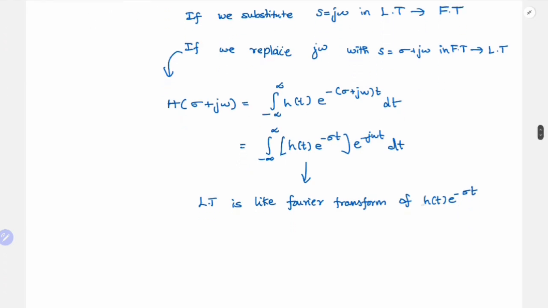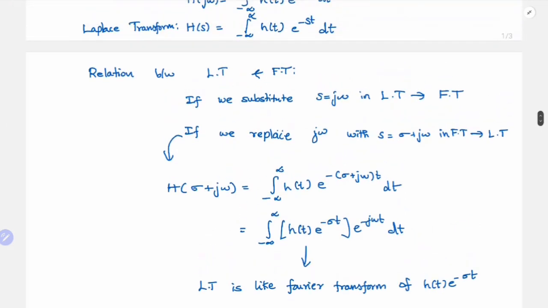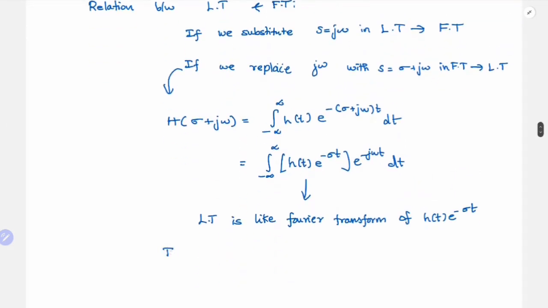Again, it needn't be h, it can be x in general, any signal. It needn't be restricted to the impulse response of the system. Since we started our discussion there, I am continuing. But in general, it is true for any signal x of t.